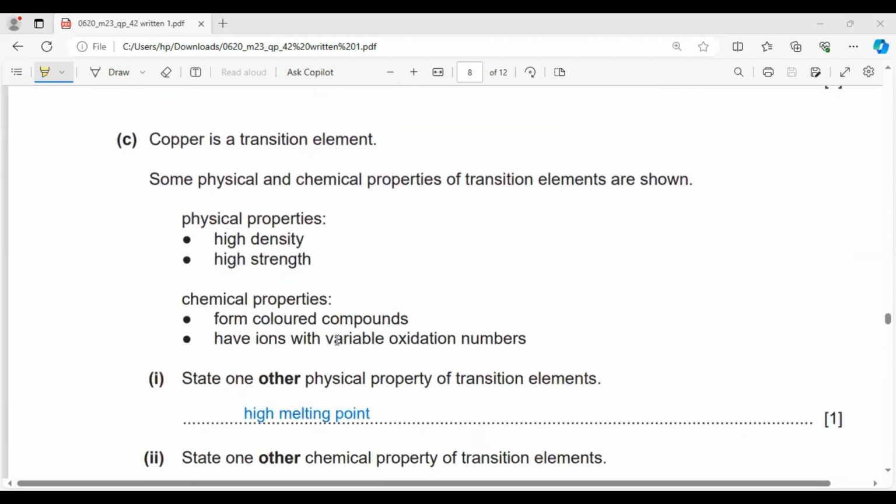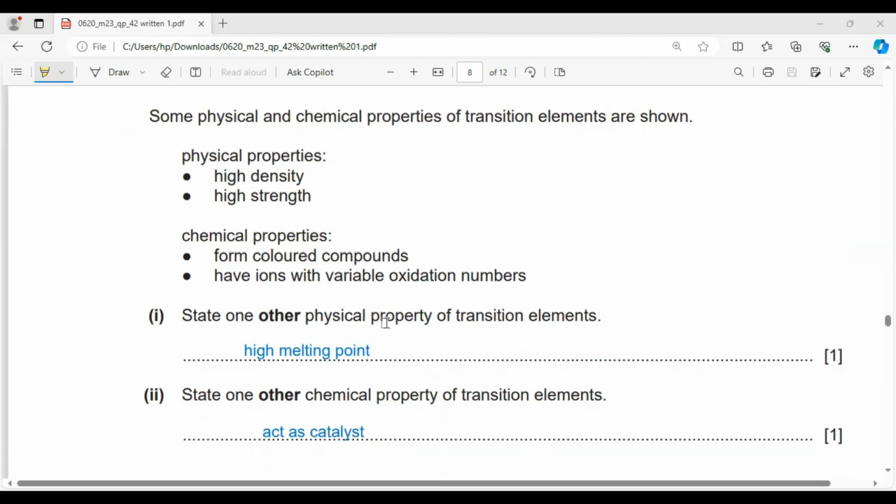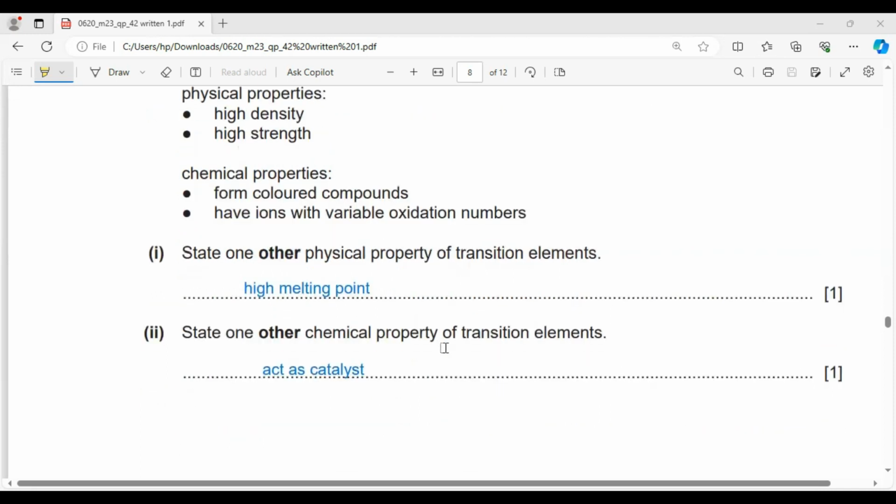Copper is a transition element. Some physical and chemical properties of transition elements are shown. Here they have already given two physical and two chemical properties of transition elements. In the question they are asking to state one other physical property of transition elements. So other than what is stated here, we have to write a different physical property. So we can write high melting point here. And in case of another chemical property, coloured compounds and variable oxidation number are given. So we can write they act as a catalyst.